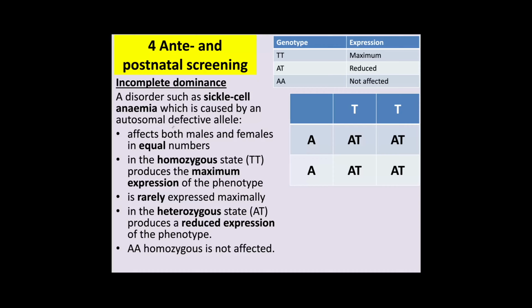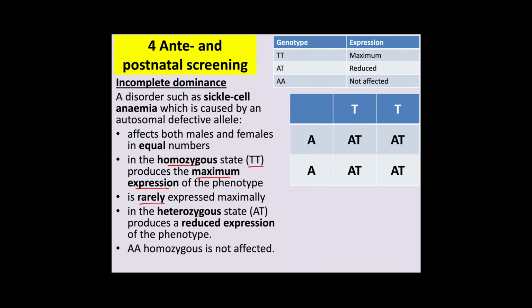However, because it's incomplete dominance, we don't have dominant and recessive alleles. Okay, what we have is alleles which code for the maximum expression of the phenotype. That's where we've got our 2 T's here. Okay, homozygous state produces a maximum expression. It's rarely expressed maximally, however. Okay, to get those 2 T's is very rare.